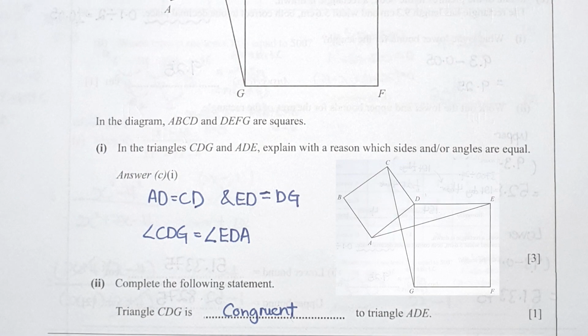In section 2, in triangles CDG and ADE, explain the reason why which sides or angles are equal. So I noticed that AD and CD are the same, and ED equals DG. Hence, angle CDG equals angle EDA. So triangle CDG is congruent to triangle ADE.